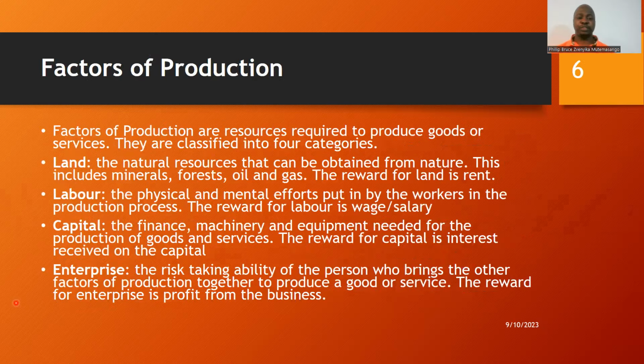For you to produce as a business, you require what we call the factors of production, which are also known as the resources that you require as a business to produce the goods or the services. So these factors come in 4 categories. Number 1, we have what we call land. Land refers to all the natural resources that can be obtained from nature or from the earth and sea.